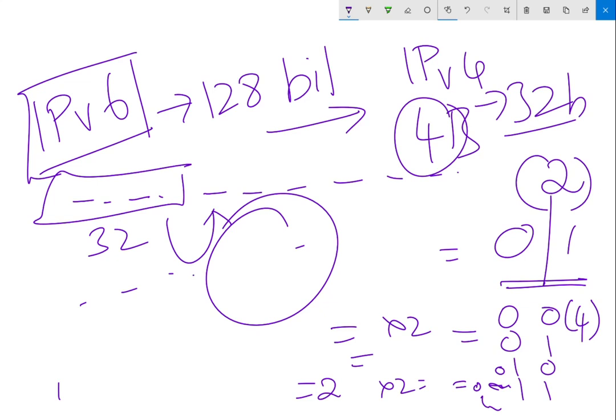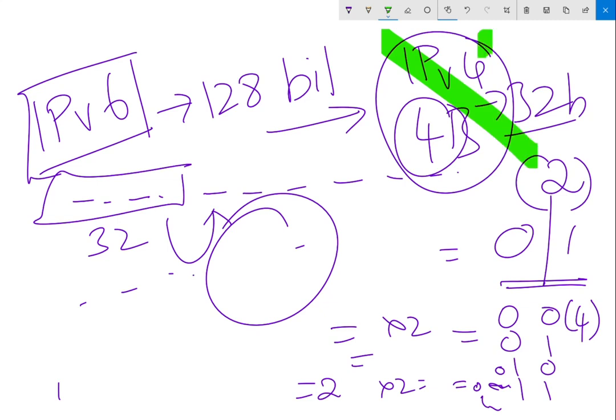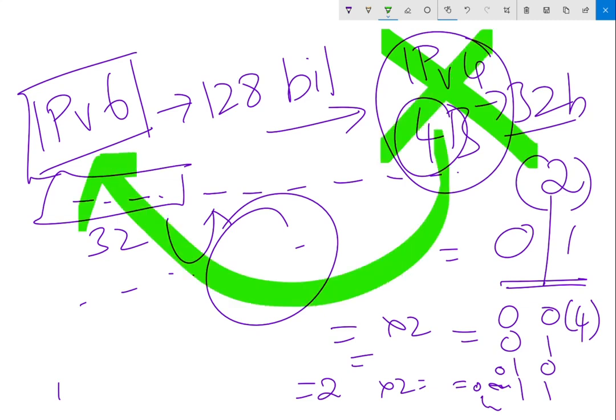So that much big it is, which means the main issue of depletion of IP addresses in IP version 4 has been mitigated in IP version 6. Is that the only thing which is being addressed in IP version 6? No, we have a lot of advantages when we are using IP version 6. But now you might have a question: if we have a lot of advantages in using IP version 6, then why are we not moving to IP version 6 and still using IP version 4?